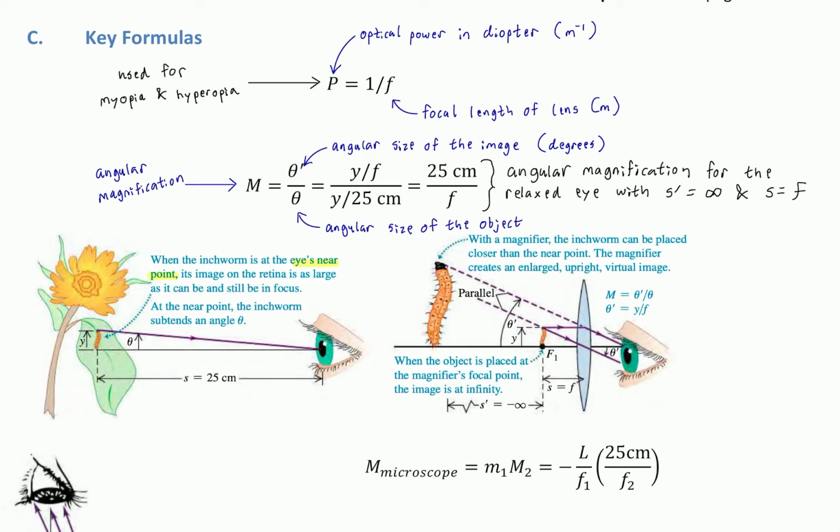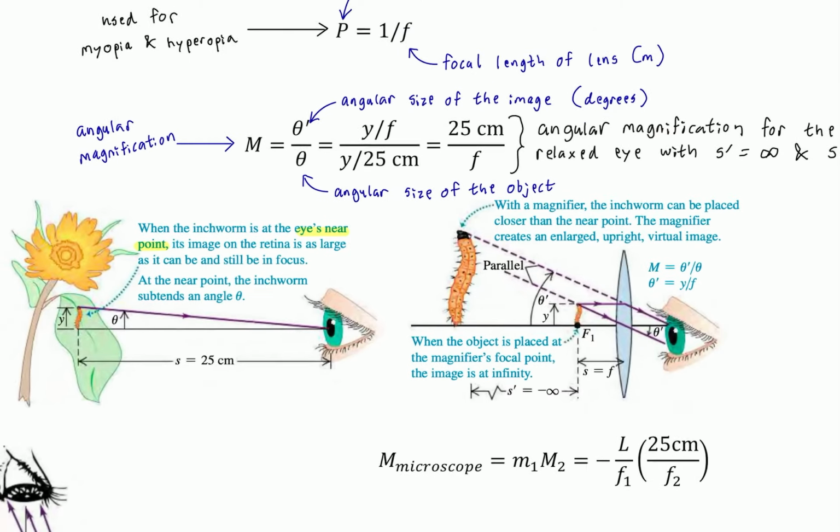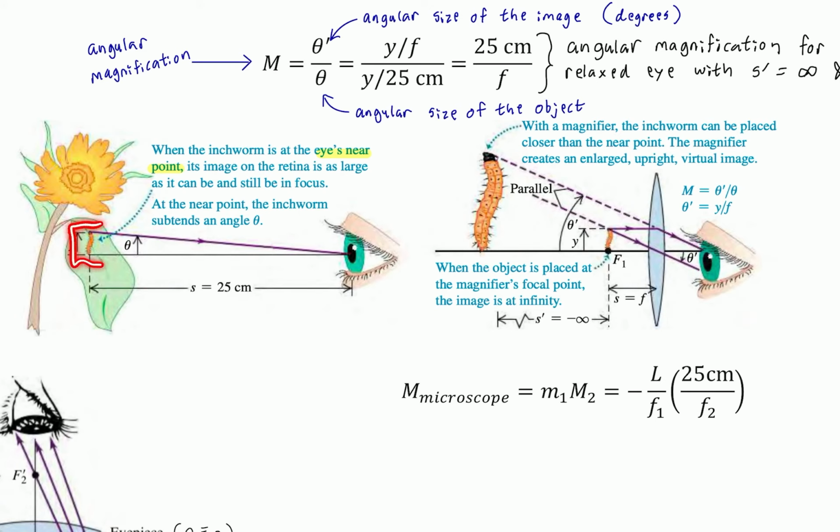Okay, so why this 25 centimeters? This 25 centimeters represents the near point of the eye. To further understand that and angular magnification in general, let's take a look at these two figures down below with our inchworm on a leaf near a flower. When the inchworm is at the eye's near point of 25 centimeters, its image on the retina is as large as it can be and still be in focus. At the near point, the inchworm subtends an angle of theta. That's its angular size. Subtending an angle and having an angular size mean the same thing.